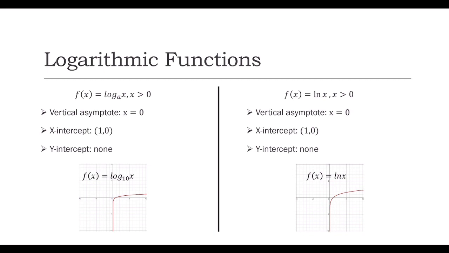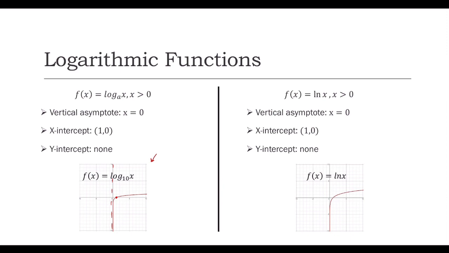Next is your logarithmic functions. So you have f of x equals log base a of x, where x is greater than 0. For this one, you have a vertical asymptote at x equals 0. Your x-intercept is (1, 0), and you do not have a y-intercept. So in this graph here, we have log with a base of 10 of x.